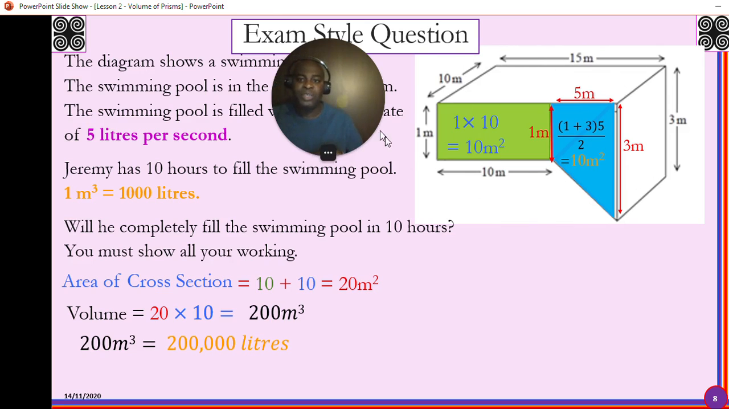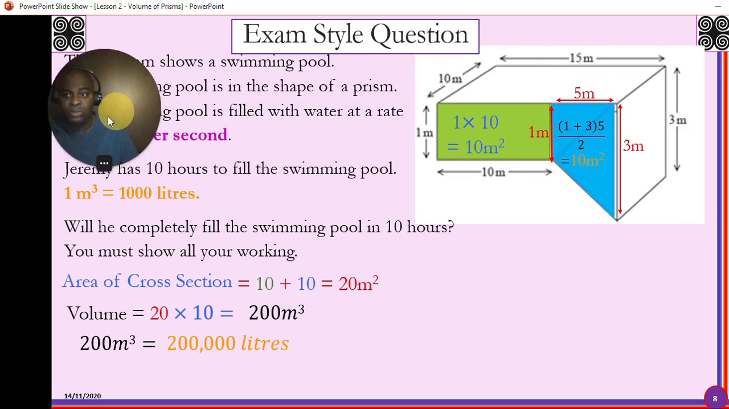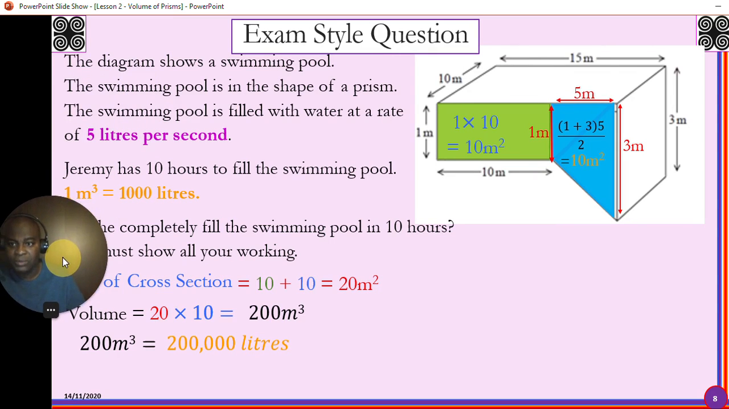Now at this point, there are different ways you could work this out. You can decide to see how long it will take to fill the pool with 200,000 liters of water, and you compare the time with 10 hours. That's another way of doing that. So that's what I'm going to do.